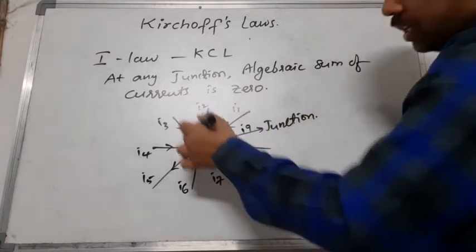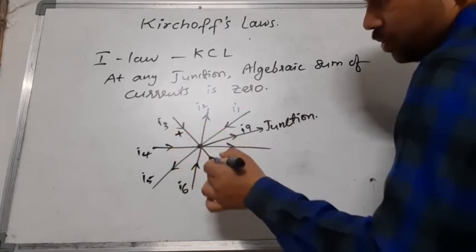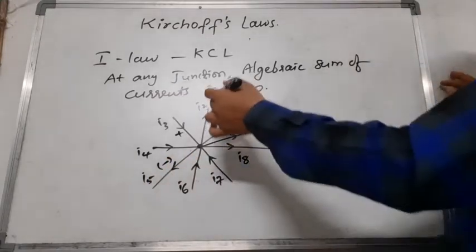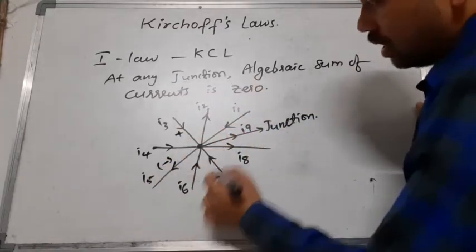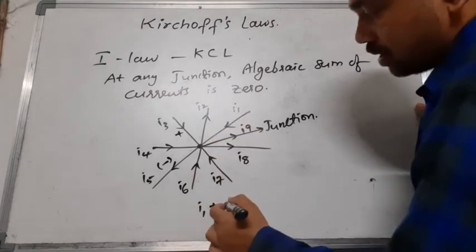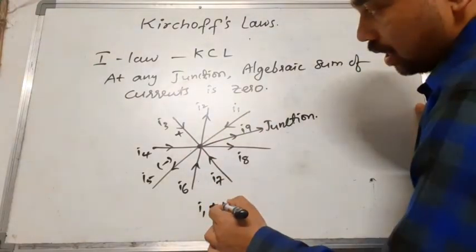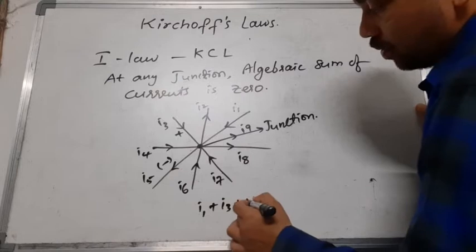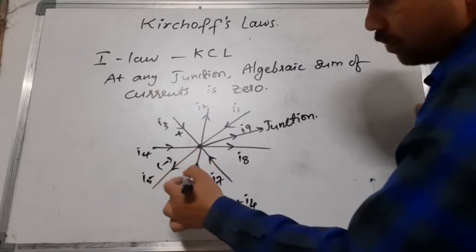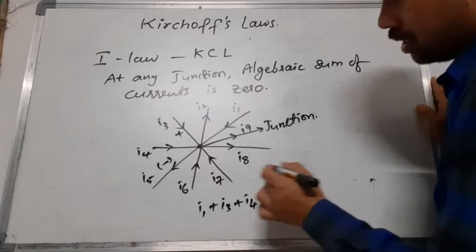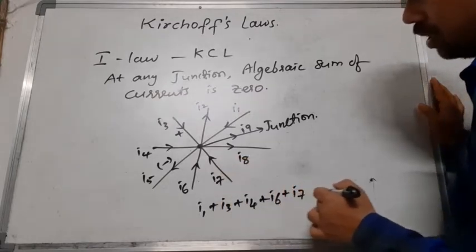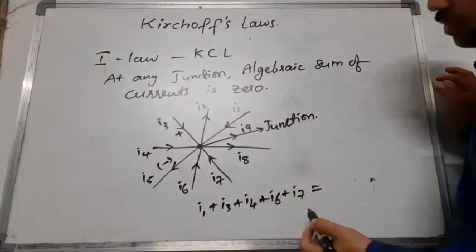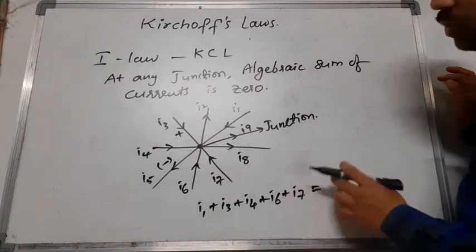So whichever currents are entering the junction are taken as positive, and whichever currents are leaving the junction are taken as negative. Now write down the equation. We get I1 plus I3 plus I4 plus I6 plus I7, these are all entering. This must be equal to all the currents which are leaving the junction. All minus terms we are bringing to this side, so it will become plus.